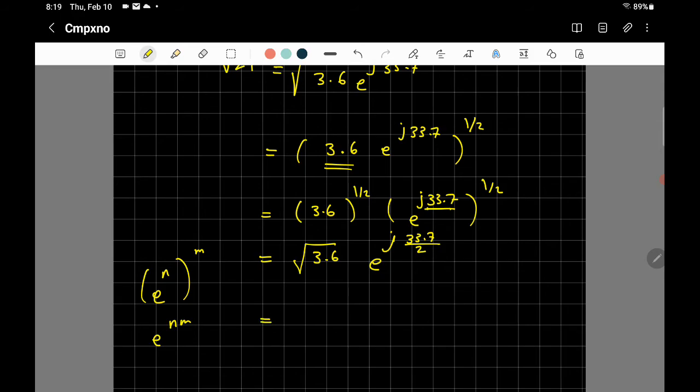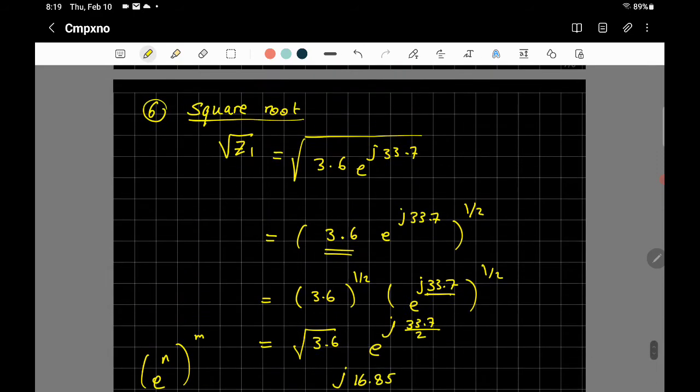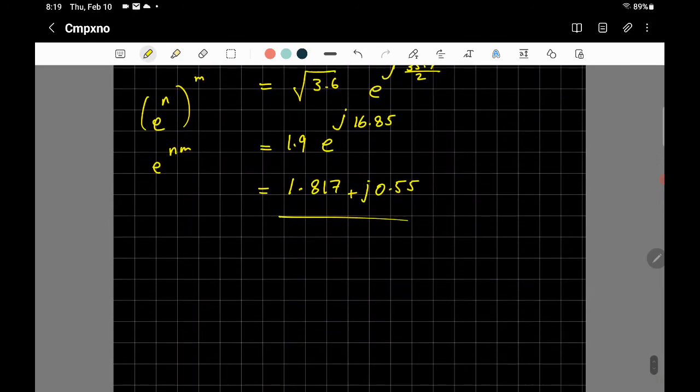So the answer will be 1.9 e to the power of j16.85, and if we convert it to rectangular form, it will be 1.817 plus j0.55, and that would be the answer. So that was how to find the square root.